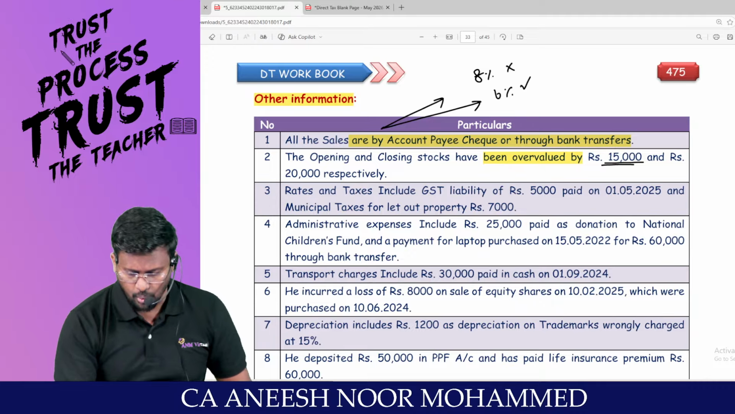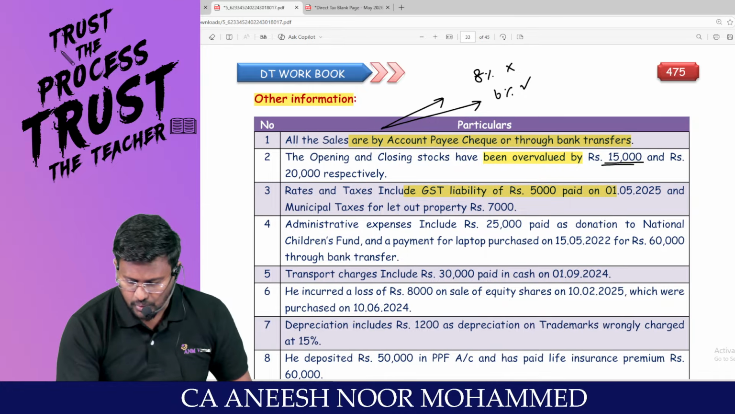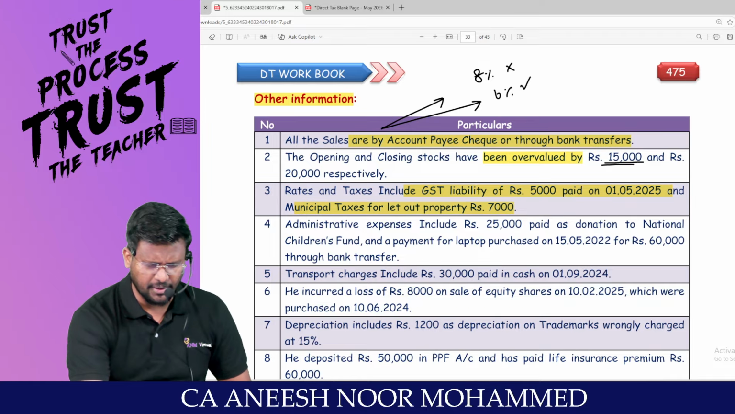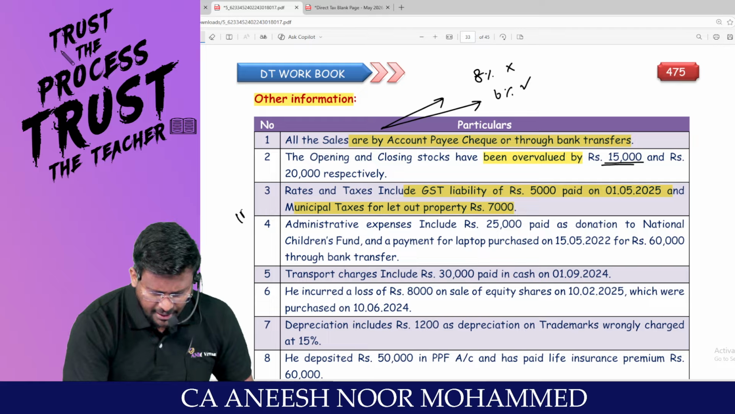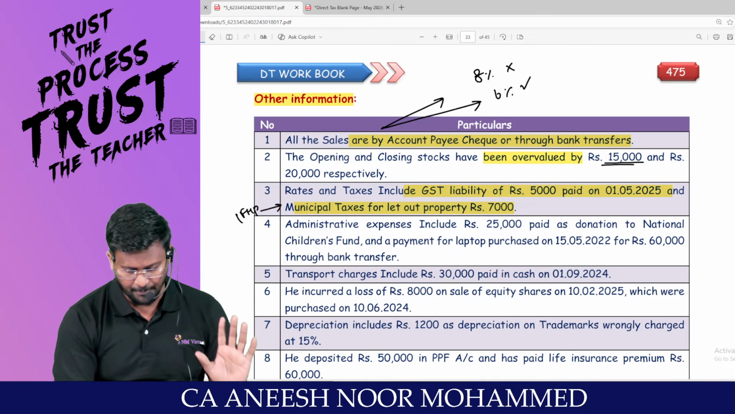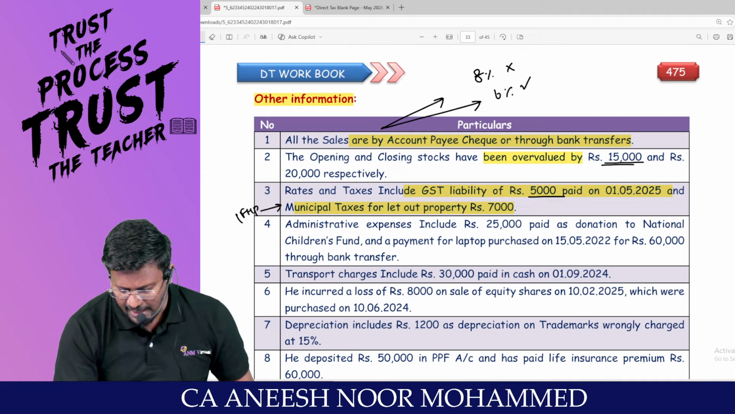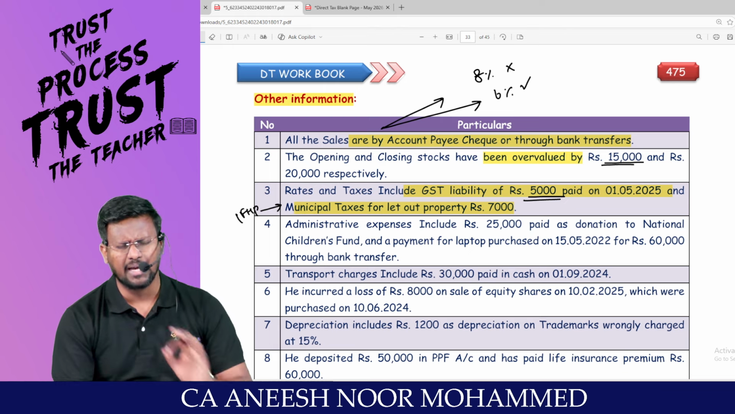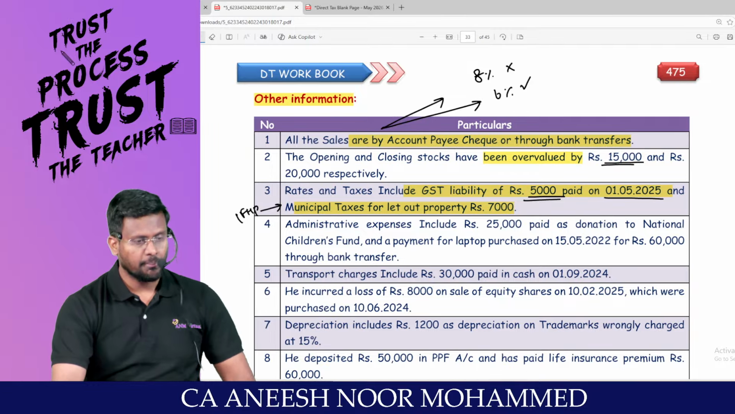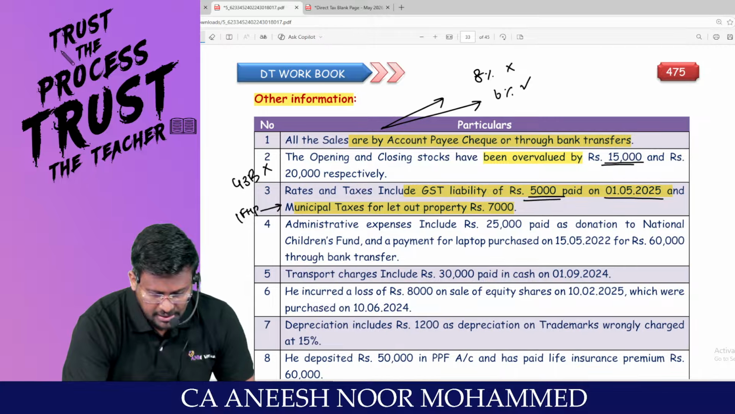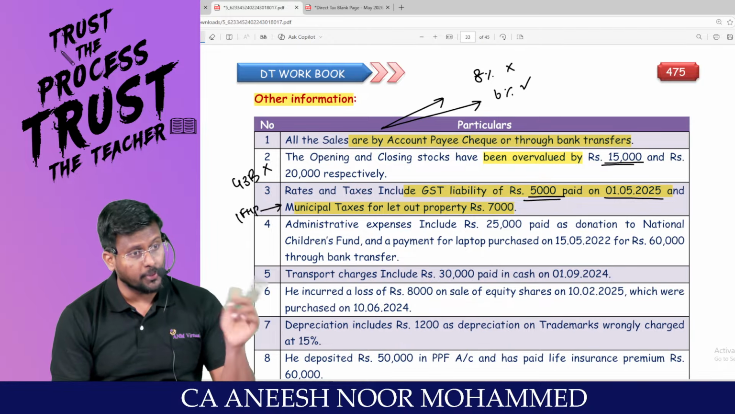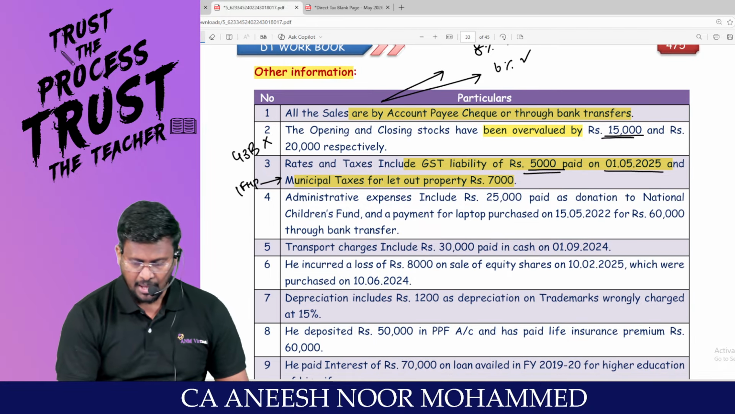Rates and taxes include GST liability of 5,000 paid on 1/5 and municipal taxes for the let out property 7,000. This 7,000 is related to IFHP. It's an impurity for PGBP. Should be added back. Whereas rates and taxes for GST, all taxes should be paid before filing the return of income. Since it has been paid before filing the return of income, 43B disallowance will not be applicable because all taxes, duties, cess and fees payable should be paid before filing the return of income.